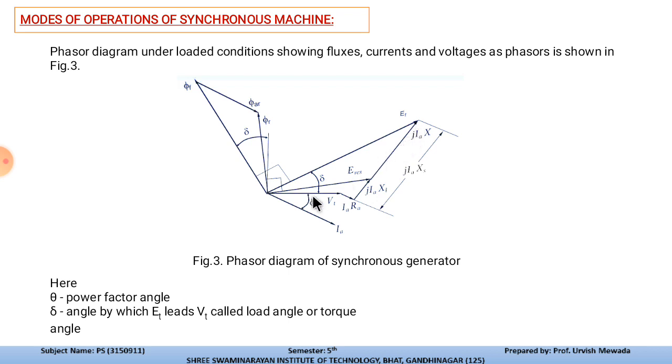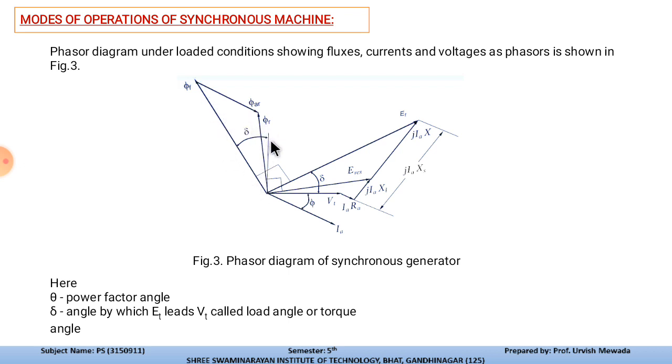Now the resultant is the EMF, which we get as ET. If we want to write the equation of ET, then ET is equal to VT plus IA RA plus j IA XS. Now this is E resultant. If we consider only the stator circuit, then this is the E resultant of these two drops.